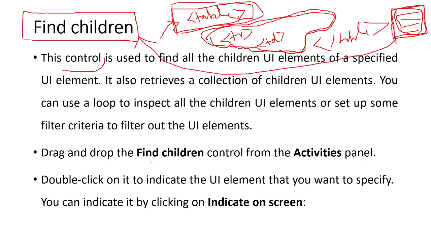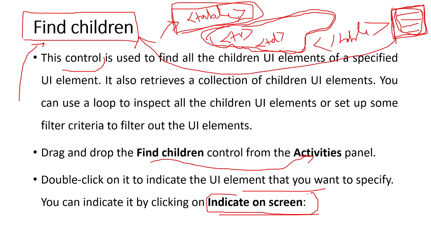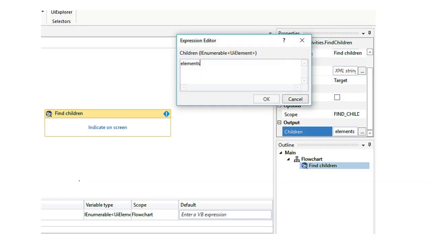You can get this activity or control from the activities panel. You are already familiar with dragging or finding a specific activity from an activities panel. And you can go through this statement in the presentation in order to indicate a specific target element for the find children control. Usually we will go ahead with this option. This is the straightforward option to indicate the target element for any activity for that matter. And there is an example over here.